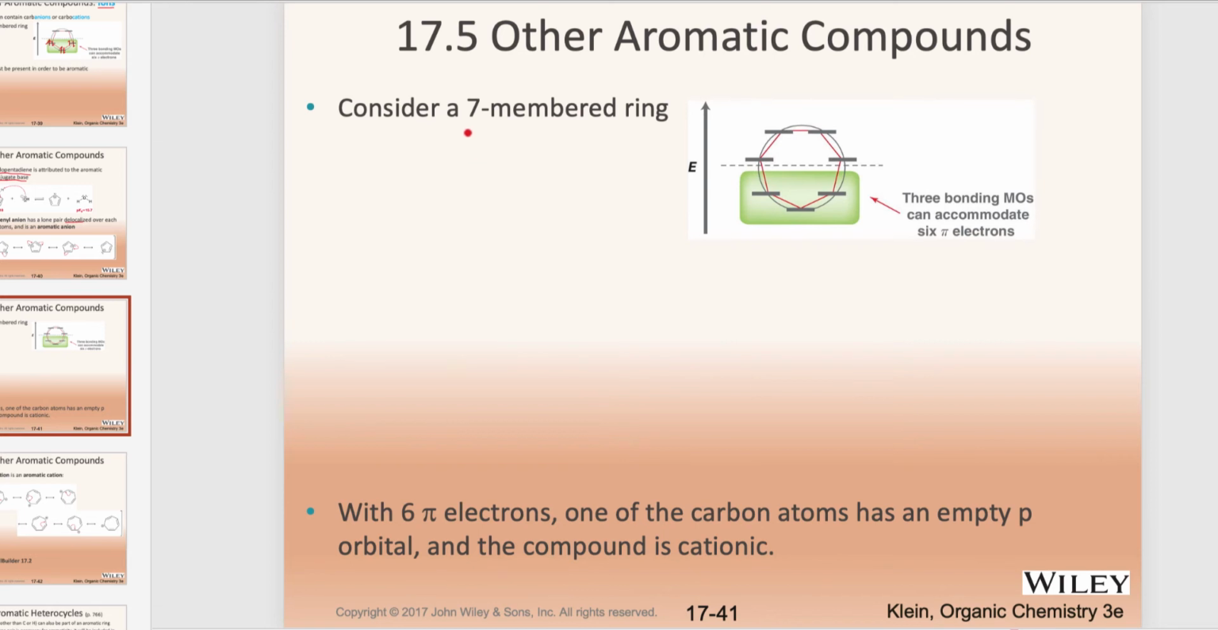Let's move on to another ion. If we're looking at another odd-membered ring, a seven-membered ring, here we have it. We can start down here: one, two, three, four, five, six, seven. With the Frost circle, we inscribe a circle with the shape of the molecule. We have three molecular orbitals that are in the bonding region. We had an odd number of molecular orbitals here. We can now fill this up with six electrons. Now with the six electrons, one of the carbon atoms has an empty p orbital, and therefore it's a cation.